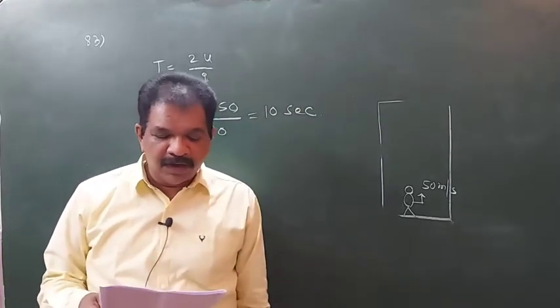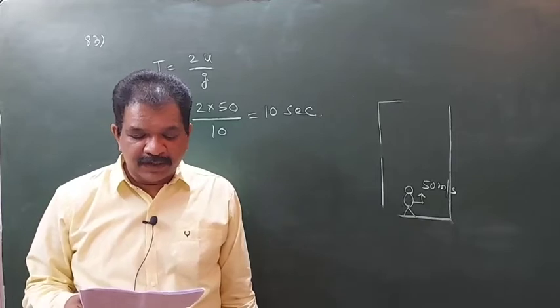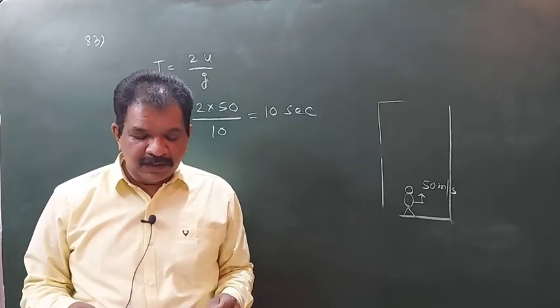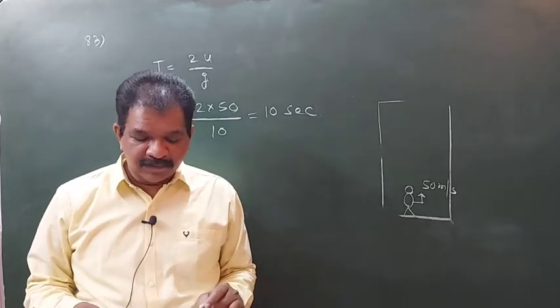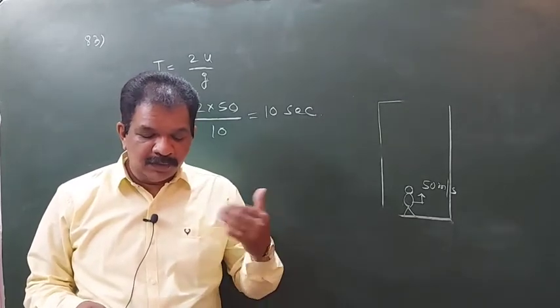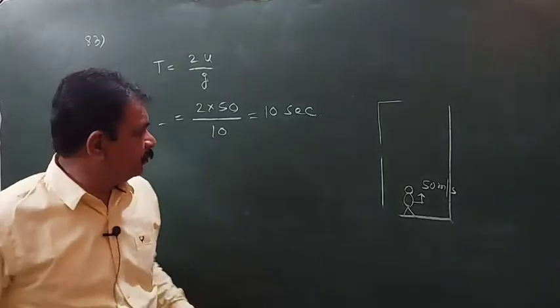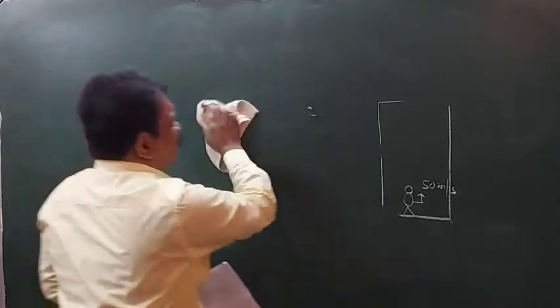84. A ball falls freely under gravity and passes 2 points 30 meters apart in 1 second. From what point above the upper point did it begin to fall? See, 84.